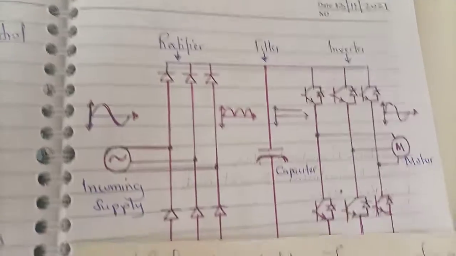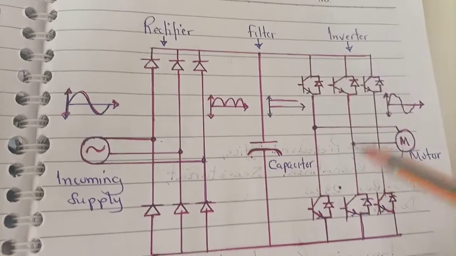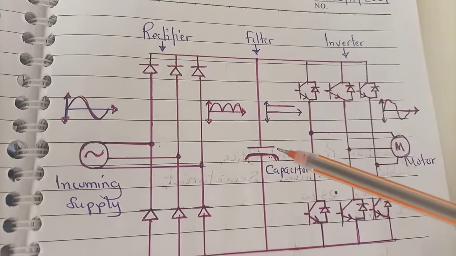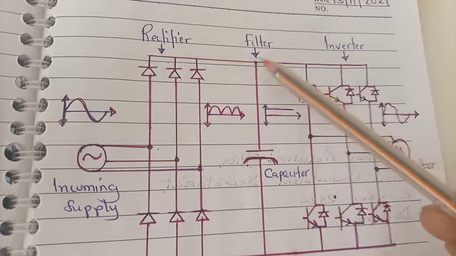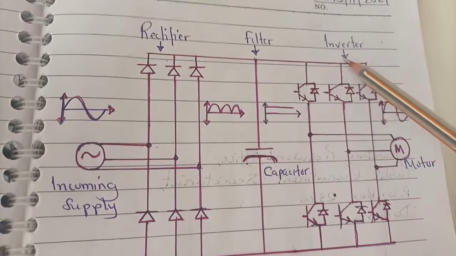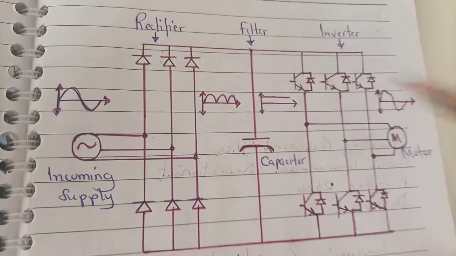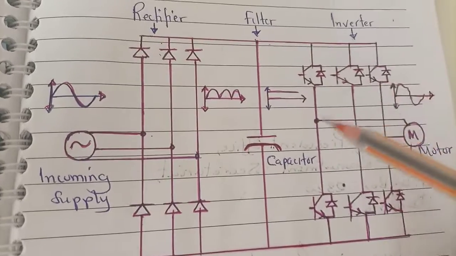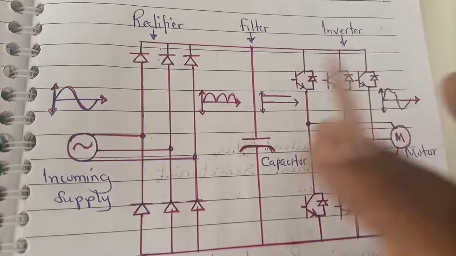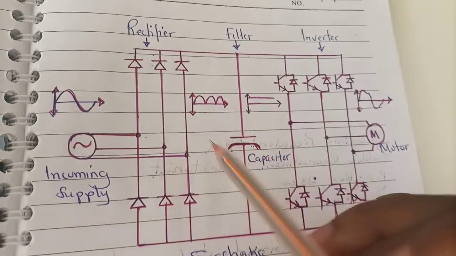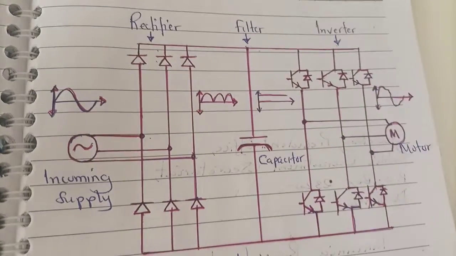Now let us see what the main components found in the VFD are. As you can see here, the main components are rectifiers, filters, and inverters. So these are the main components found inside of the VFD. It is better to keep in mind that the main components found in any VFD machine are these three components.